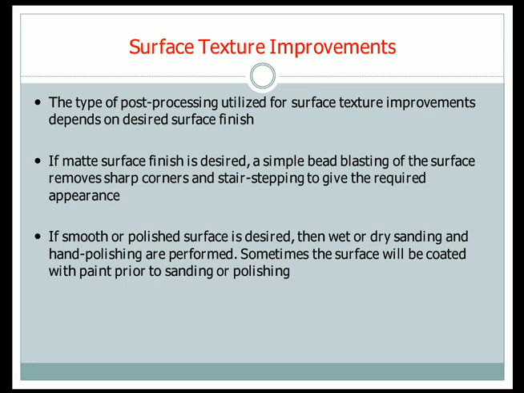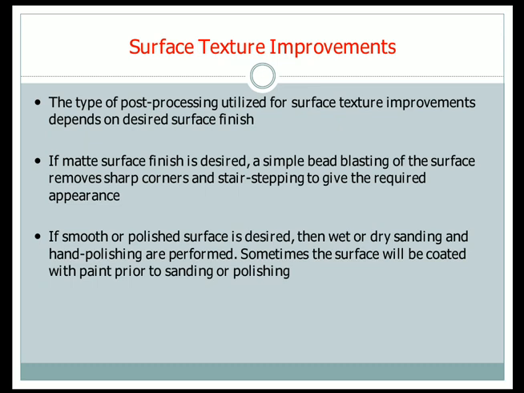The type of post processing utilized for surface texture improvements depends on the desired surface finish. Whether we need a matte finish or a polished smooth finish depends on the final application. If we are interested in a matte finish, then we have to conduct a simple bead blasting of the surface, which removes sharp corners and stair stepping to give the required appearance. The process is done by blasting the surface so that the sharp corners are removed. Then the surface finish obtained is a matte finish.